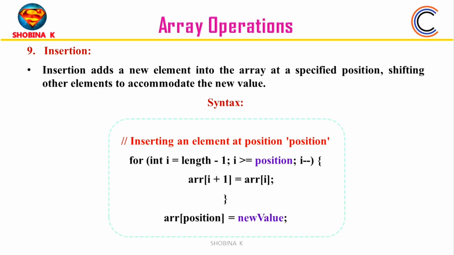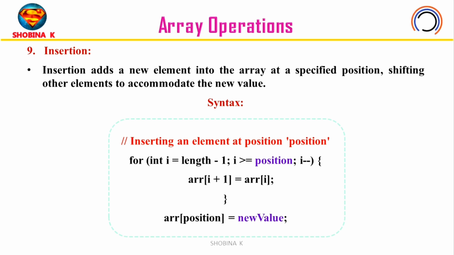The given syntax inserts a new value into the array at the specified position. The given loop starts from the end of the array and iterates backwards until it reaches the specified position. It shifts elements to the right and creates space for the new value. Inside the loop, arr[i + 1] = arr[i]. This expression copies the value of the element at index i in the array to the next position, which is at the index i + 1.